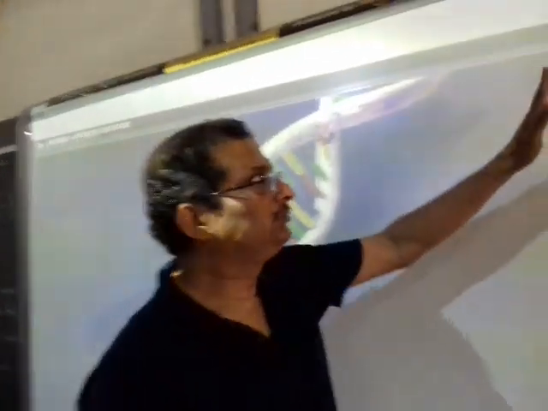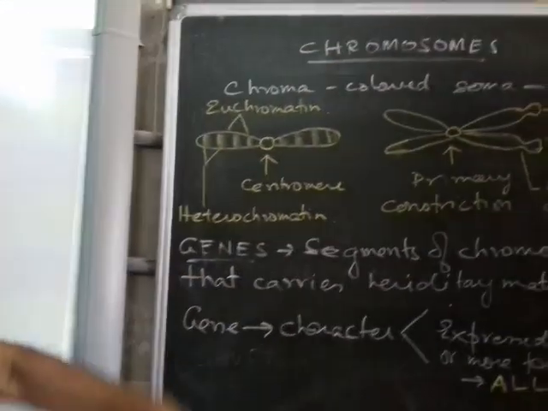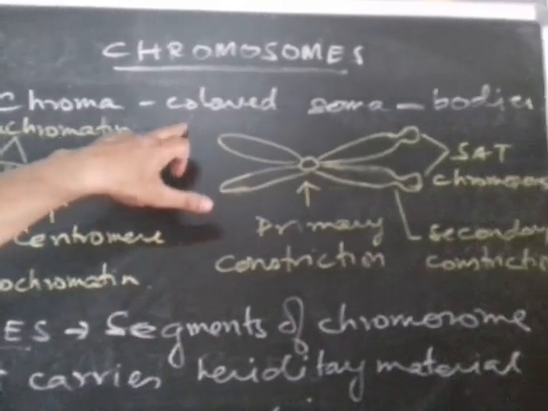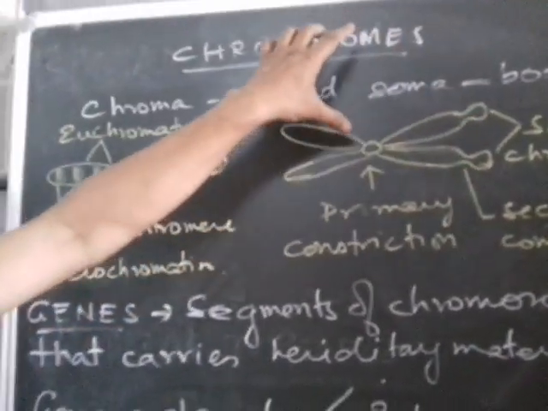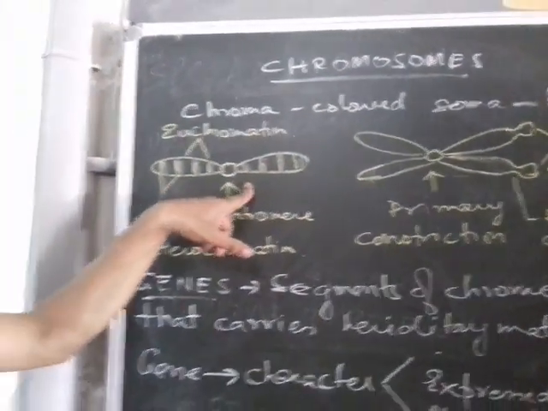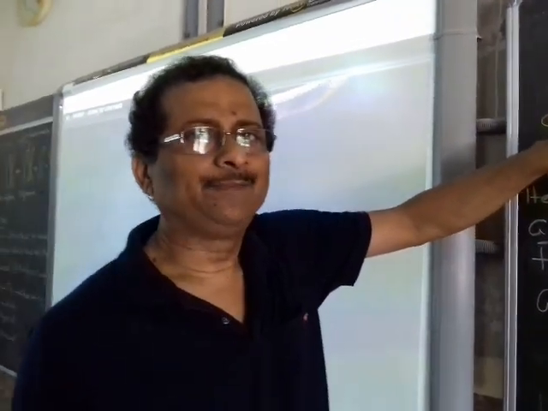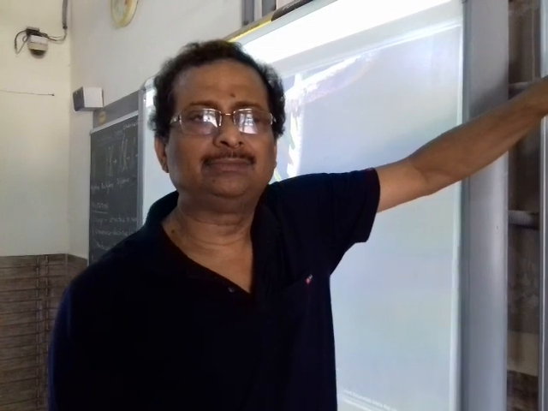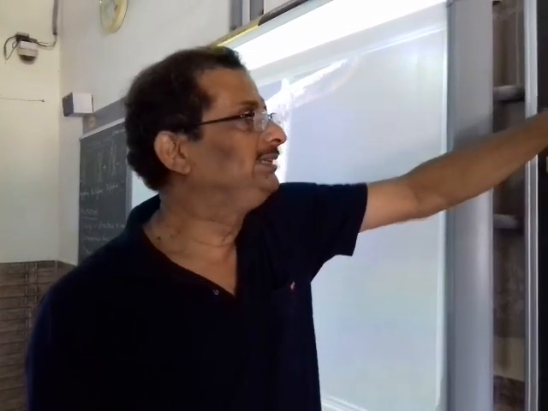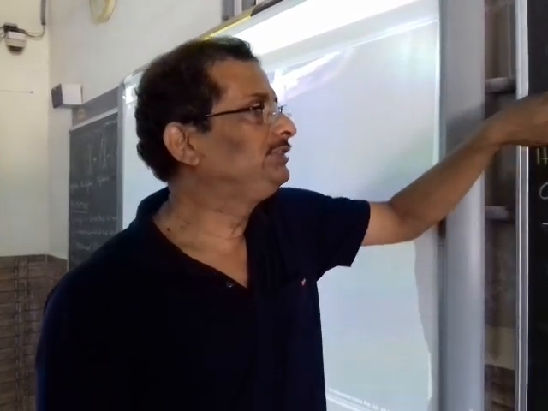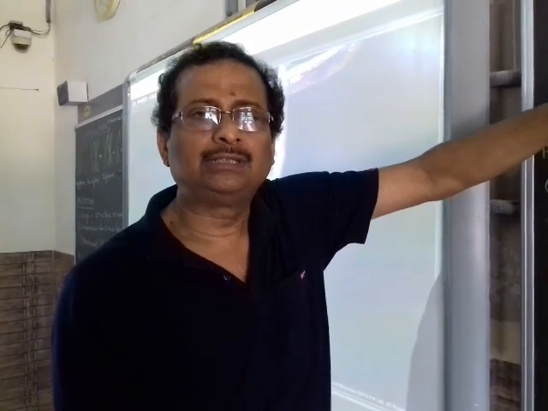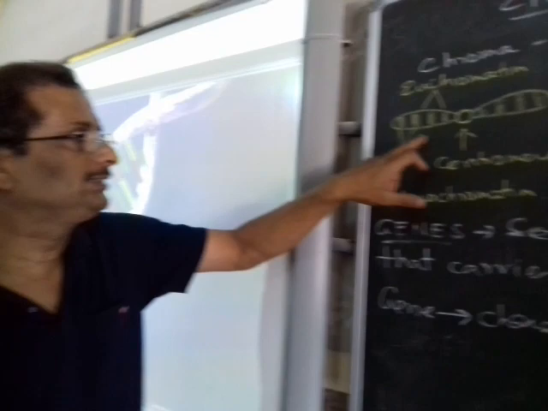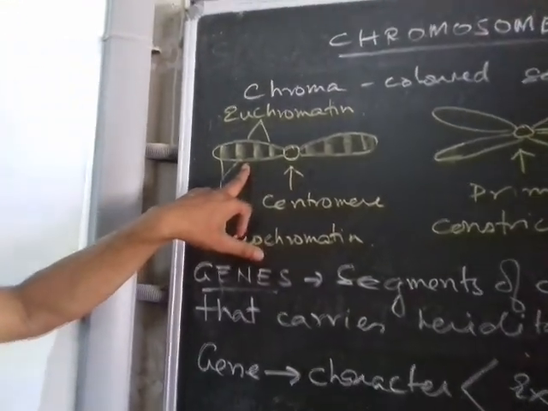Now we will go to the study of the structure of the chromosome. The word chromosome comes from chroma, which means colored, and soma means body. So these are colored bodies or structures found inside the nucleus. These are the bearers of heredity. They are highly coiled structures, and when you see them under a microscope, you can see alternate light and dark bands. The light bands are called the euchromatin areas and the dark bands are called the heterochromatin areas.